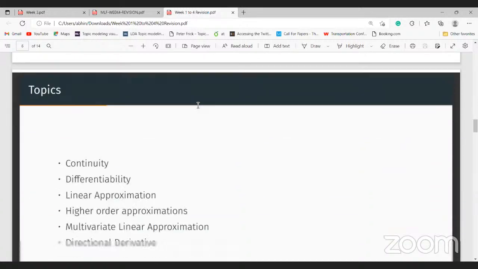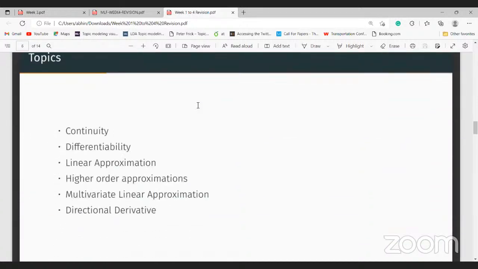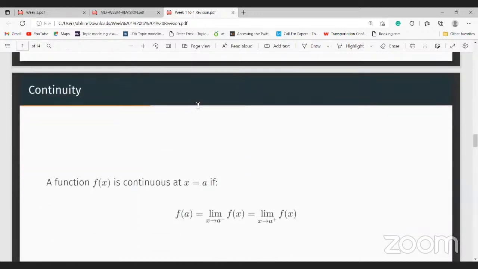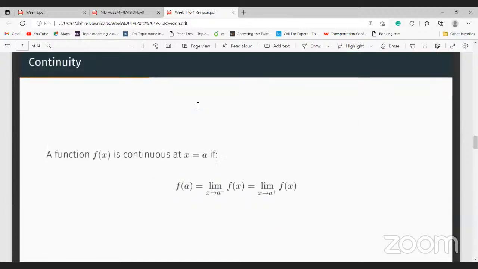So in week 2, we have these particular topics: continuity, differentiability, linear approximation, higher order approximation, multivariate linear approximation, and directional derivatives. Okay. From your basic mathematical knowledge, you know continuity. Mathematically, how do we define continuity? Suppose the value of a function is equal to the value of the function when it is approached from the right side and the value when it is approached from the left side, having very close values.